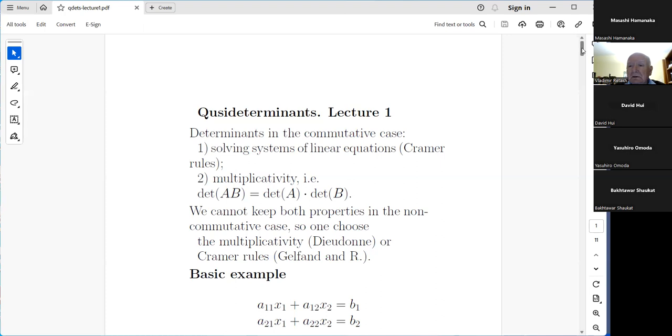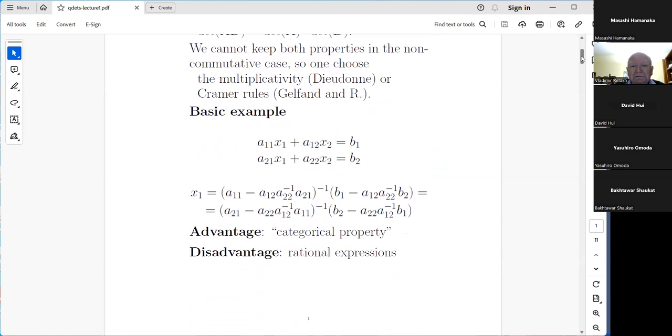So let me just discuss an almost trivial example. Suppose you have a system of linear equations over an associative, not necessarily commutative ring, maybe with a division. Now suppose, say, A22 is invertible. By multiplication and subtracting those equations, you can present X1 as the ratio of two such expressions. For the first one, you need that A22 is invertible, and the other expression can be written for X1 when A12 is invertible.